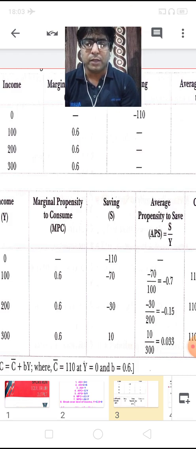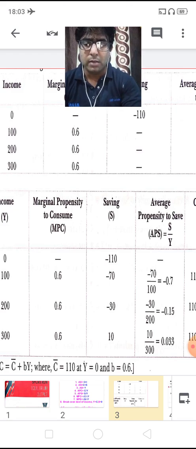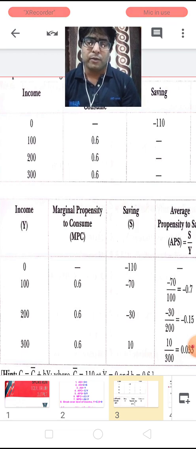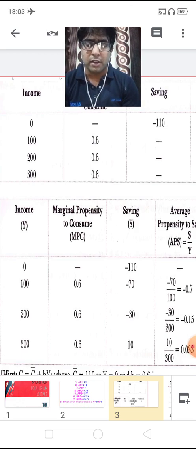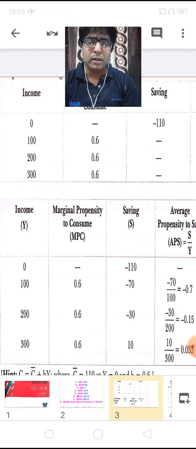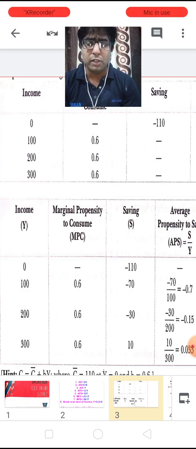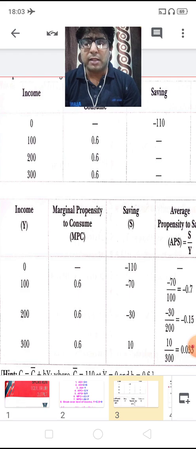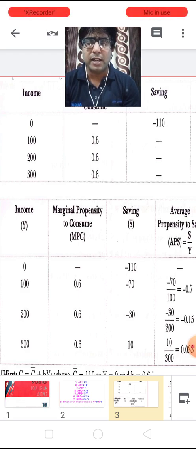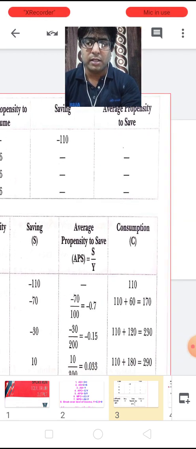So children, the change in income, that is delta Y, is given as 100, because the income increases with a difference of 100. So delta Y here is 100, and the value of MPC is 0.6. Once we apply the formula MPC equals delta C by delta Y, we can easily find the value of delta C, that is 60. So the change in consumption is 60.